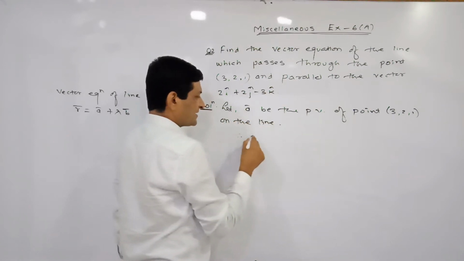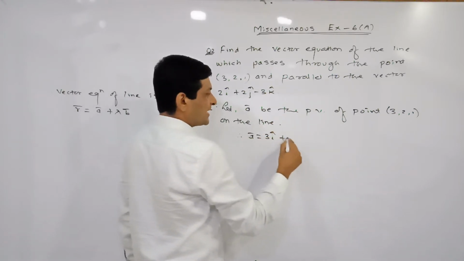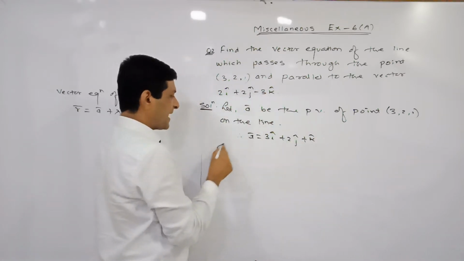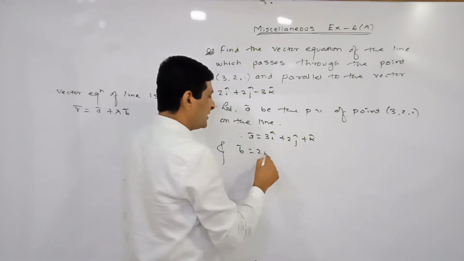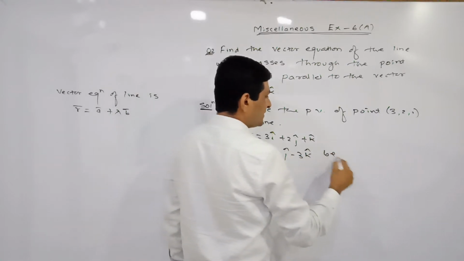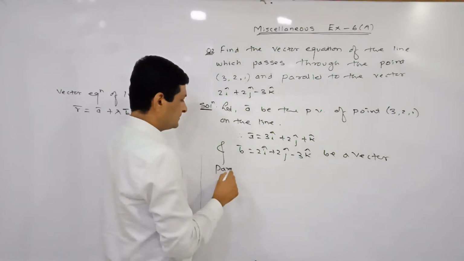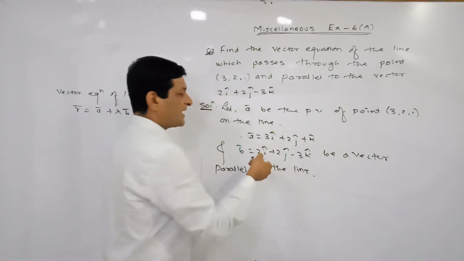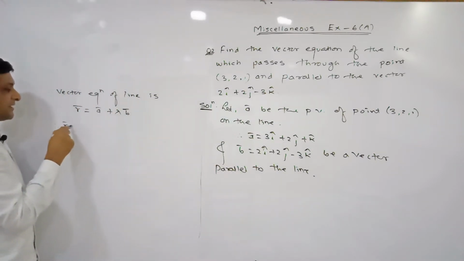So therefore we can say that the value of a bar will be equal to, from the coordinates what will we get? a bar is equal to 3i cap plus 2j cap plus k cap, and it is given to us that this is a vector parallel to the line. Let us denote that vector by what? b bar. So let b bar is equal to 2i cap plus 2j cap minus 3k cap be a vector parallel to the line. Once the values of a bar and b bar are known to us, the remaining part is just to substitute these values in this formula.